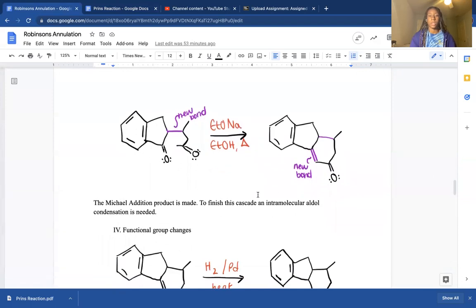And then here we would use heat and a ketone to create this. So basically over here, what's happening is this carbon is going to bond with the double bond over here with the oxygen, forming a new double bond here, as well as the already new bond over here.